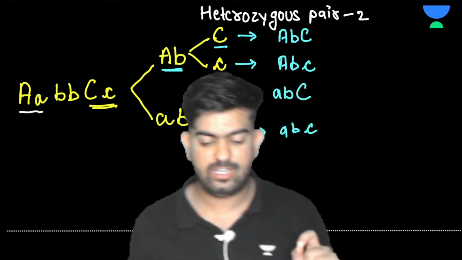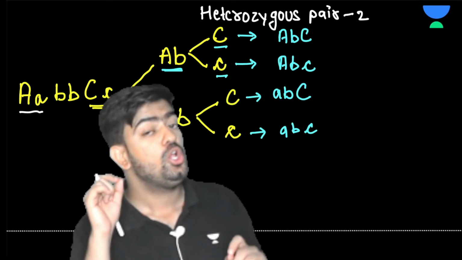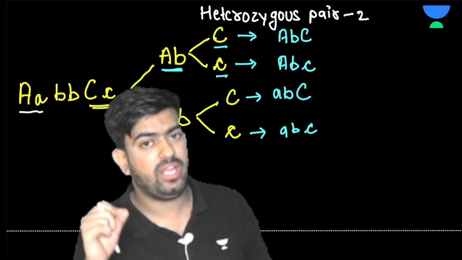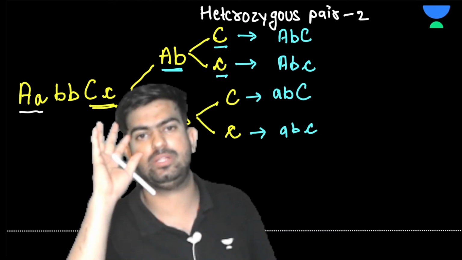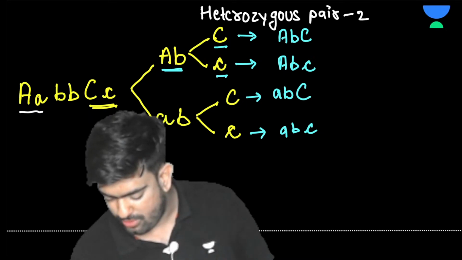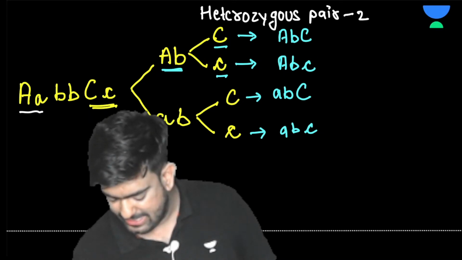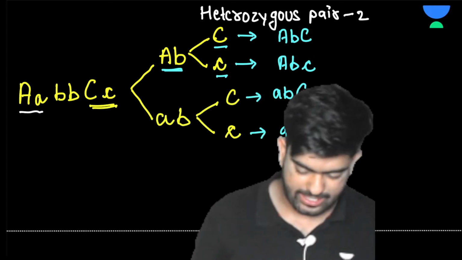Is it clear to everyone? I hope this is pretty much clear, and it's a very, very easy method. No confusion, nothing. Whenever in the exams you have any type of confusion regarding gamete formation, follow the fork line method. It's the best method you can follow. Now let us move forward to the dihybrid cross.